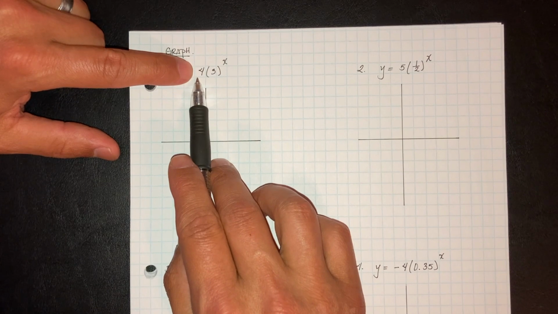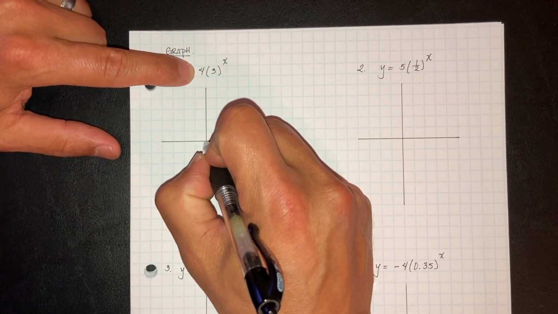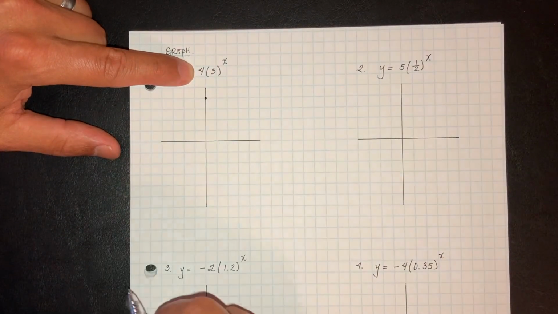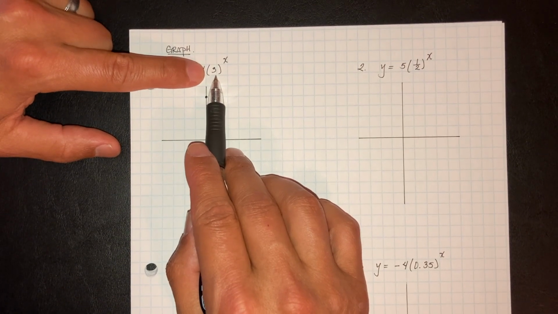So where do we start? We start at 4 on the y-axis. 1, 2, 3, 4. It's right here. Okay. Now you look at the 3. The 3 is bigger than 1, and that's going to be growth.